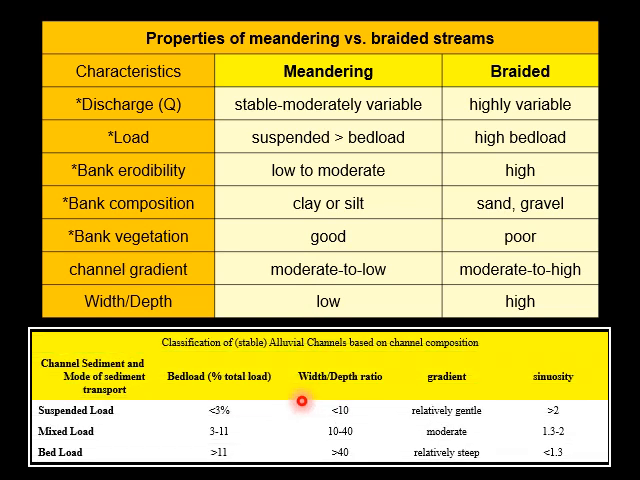Properties of meandering versus braided streams. Meandering and braided streams are compared by characteristics such as discharge, load, bank erodibility, bank composition, bank vegetation, channel gradient, and ratio of width and depth. For example, meandering streams have more stable discharge but high bed load in braided streams.